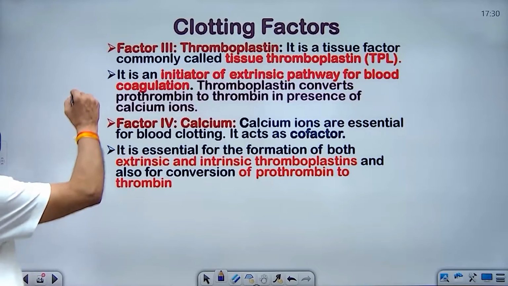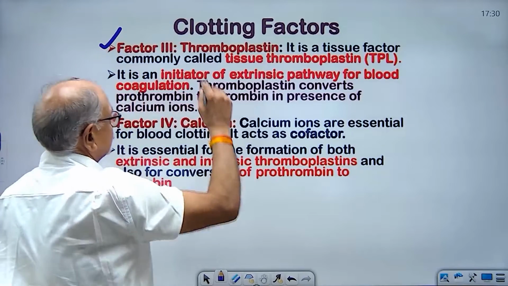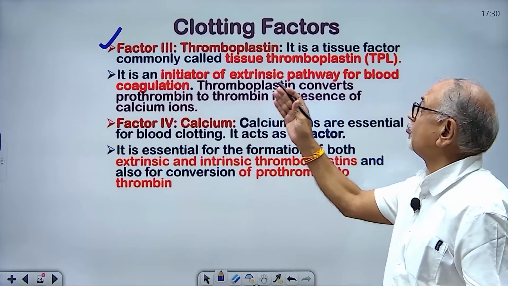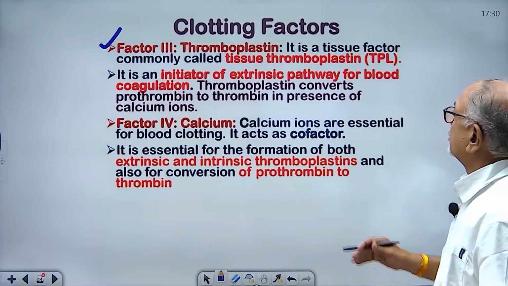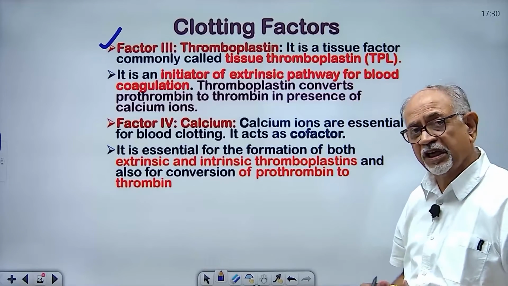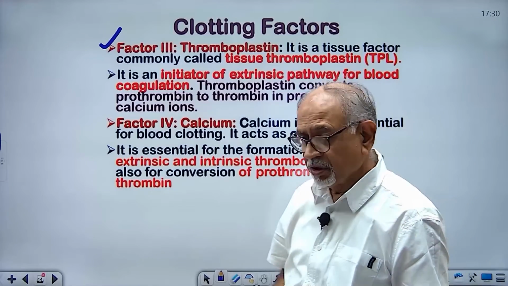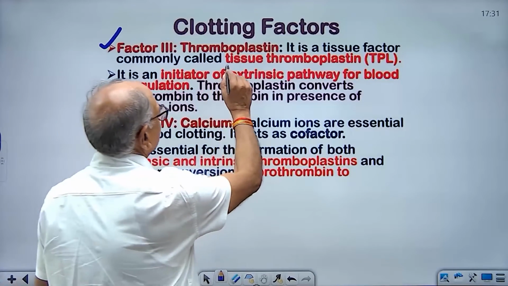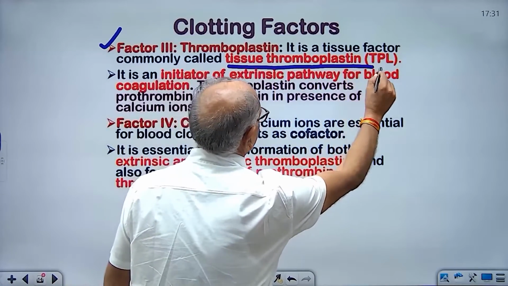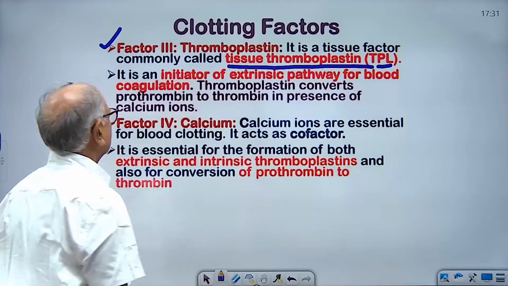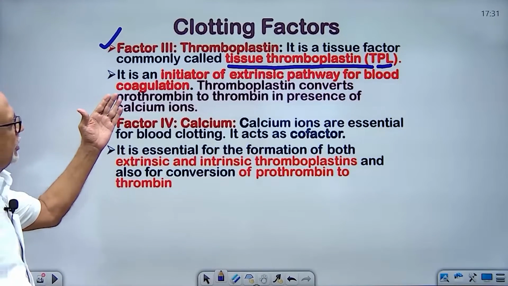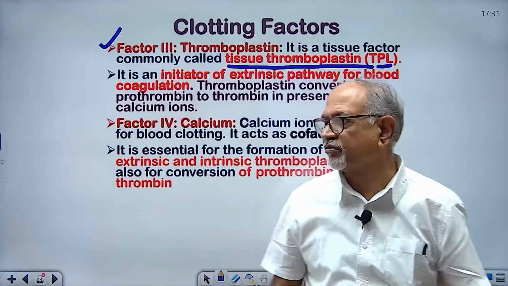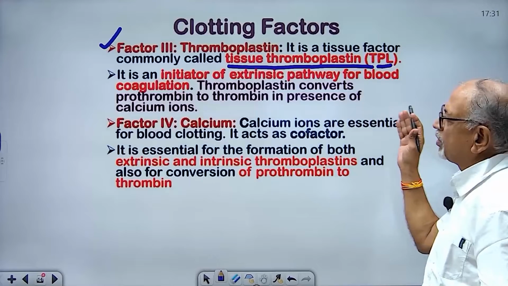Now, coming on to factor number 3. Factor number 3 is thromboplastin. It is a factor released by the tissue, therefore, it is called tissue thromboplastin, that is TPL. It is an initiator of the extrinsic pathway for blood coagulation.